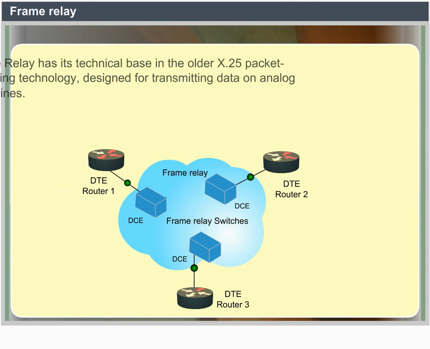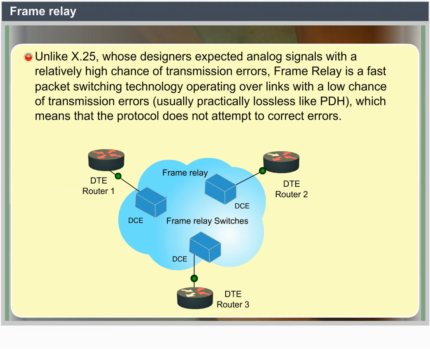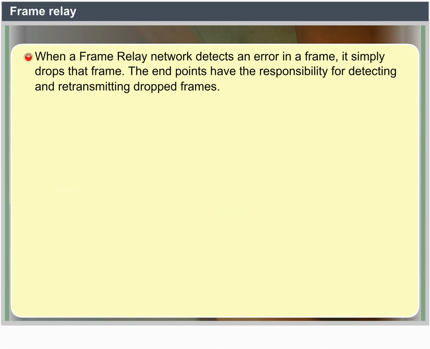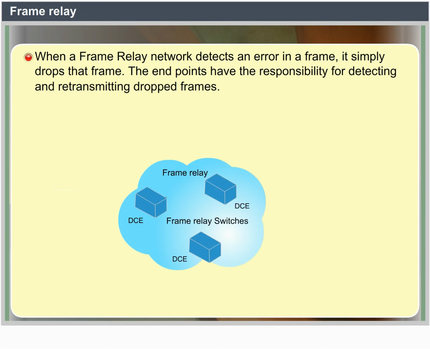Unlike X.25, whose designers expected analog signals with a relatively high chance of transmission errors, frame relay is a fast packet switching technology operating over links with a low chance of transmission errors, usually practically lossless like PDH, which means that the protocol does not attempt to correct errors. When a frame relay network detects an error in a frame, it simply drops that frame. The endpoints have the responsibility for detecting and retransmitting dropped frames.